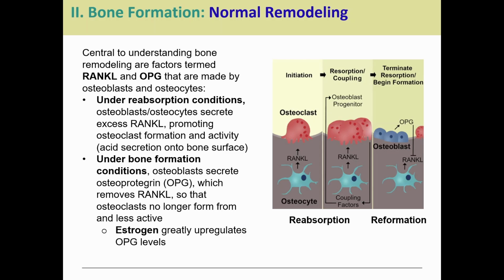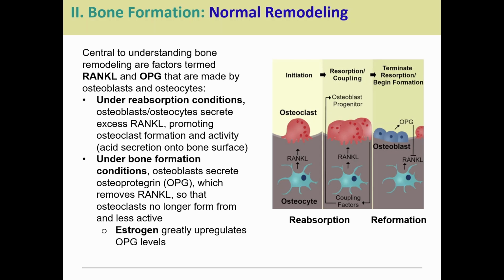So to understand bone remodeling, we have to look at factors that are called RANKL and OPG. These are the things that we use to build or break down bone. So when we're trying to absorb bone, we're breaking bone down, we're going to secrete a lot of what's called RANKL. This is going to promote the osteoclasts doing their job, where basically they have some acids that will literally kind of eat away at the surface of that bone.